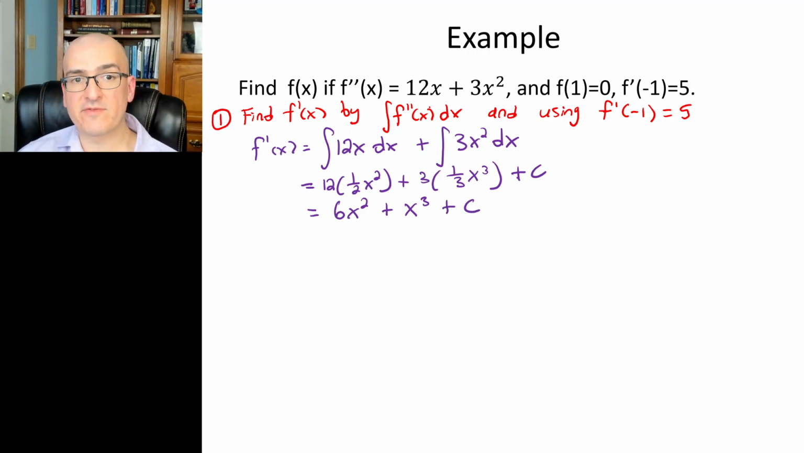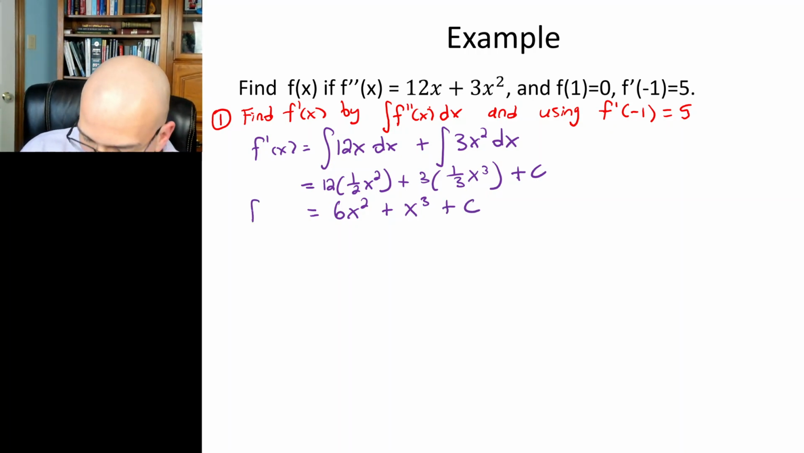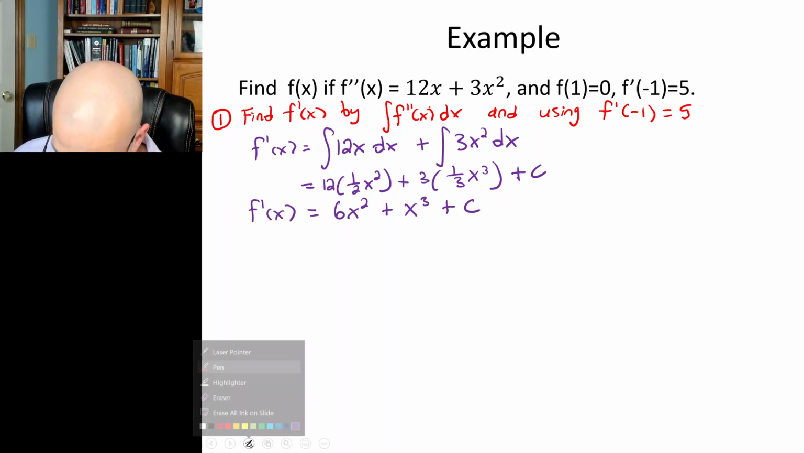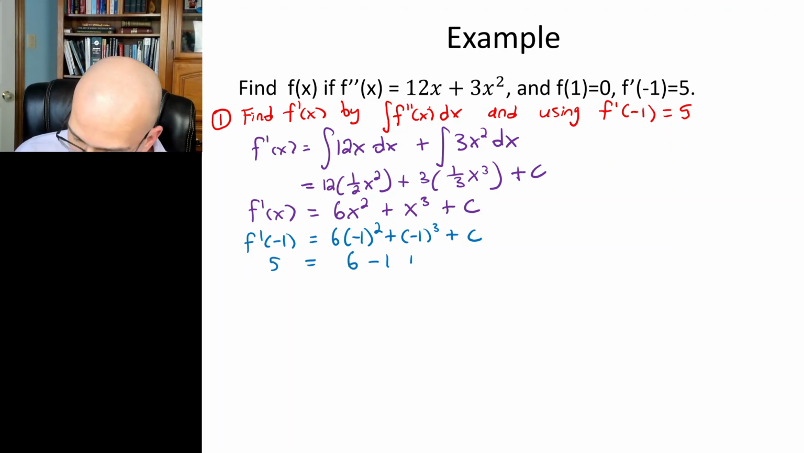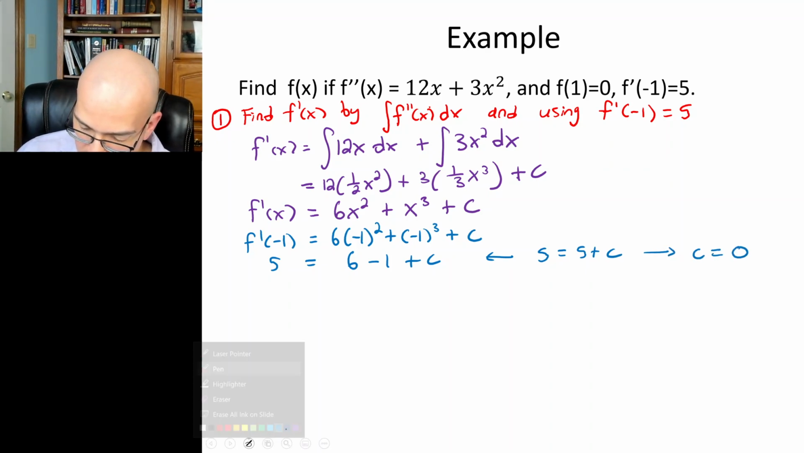Now I have to use the f prime information because that's what I have. So f prime of -1 is equal to 6 times -1 squared plus -1 cubed plus c. So I have 5 is equal to 6 minus 1 plus c. This tells us that 5 is equal to 5 plus c, which means c is equal to 0. So we can write down what f prime of x is. F prime of x is 6x squared plus x cubed.